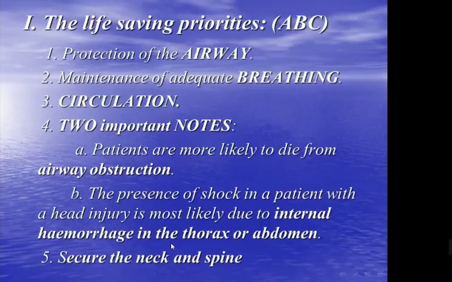Number one, the first part is the life-saving, how to deal with the life-saving priorities, and we mean the ABC. A for the airway, B for breathing, and C for circulation. Protection of the airway, and how to protect the airway of the patient by cleaning and putting an airway tube, or an intratracheal tube sometimes may be needed.